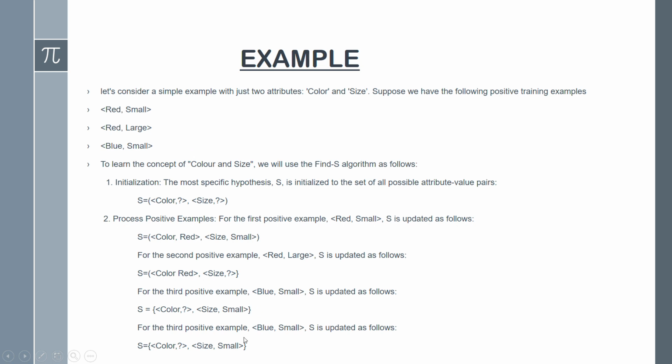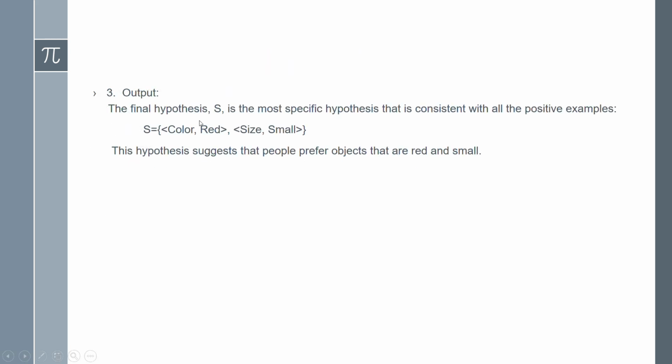So in the third positive example, blue and small, S is updated as follows: color is question mark, size is small. So the output, the final hypothesis S, is the most specific hypothesis that is consistent with all the positive examples. S: color red and size small.